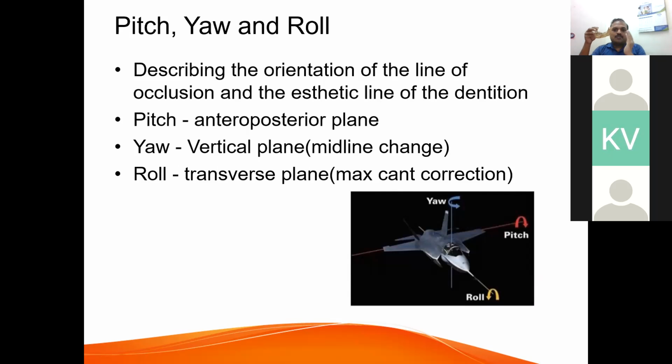In this picture, the blue line markings show the yaw. So it's a vertical adjustment, and roll is the cant correction. Roll is the cant correction, so it's a transverse plane. So pitch is the anteroposterior, and yaw is the mediolateral, the vertical plane, midline change, and roll is the correction of the cant.